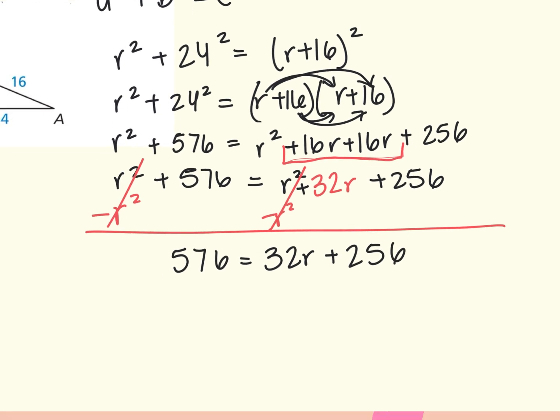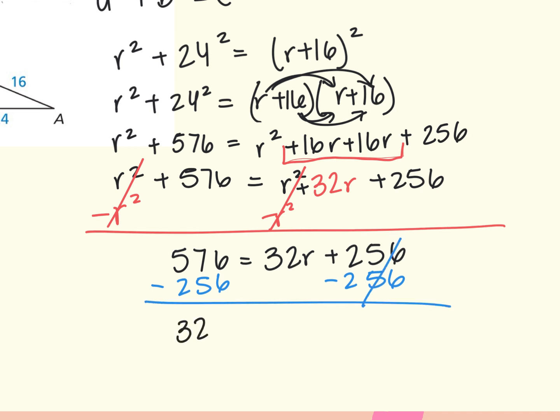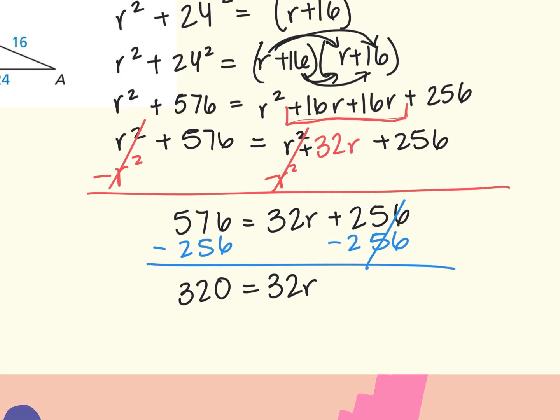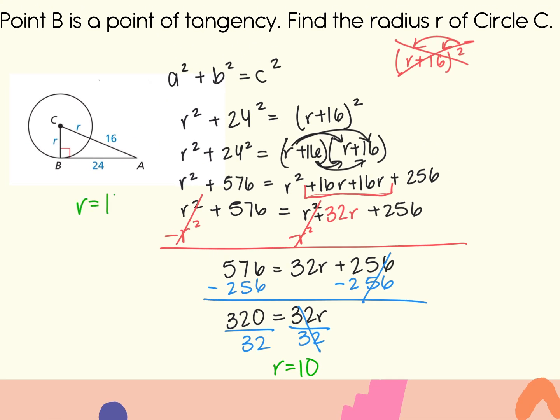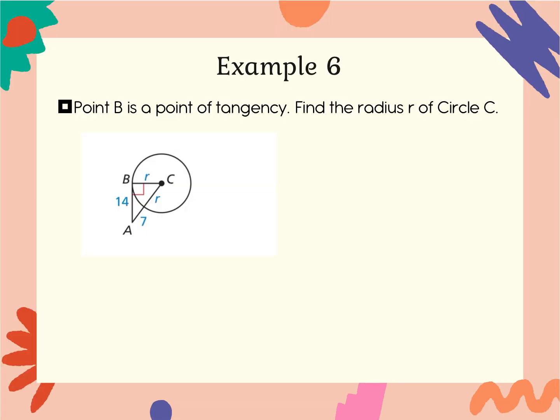Now what do I have to do? Good. Subtract 256. I'm then going to get 320 equals 32r. And then what do I have to do last? And what is my answer? Good. r is going to equal 10. Do I have to do this work? Yes. All right, go ahead and try and solve this one by yourself.